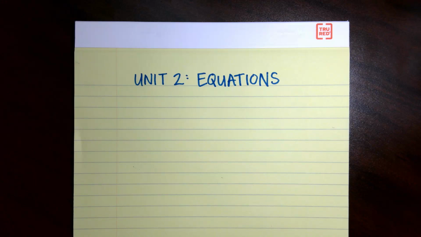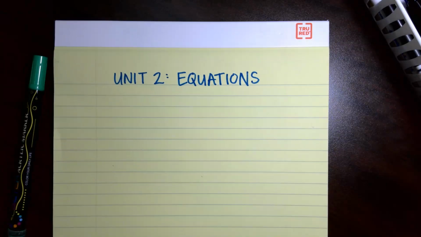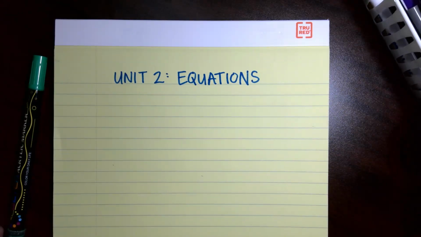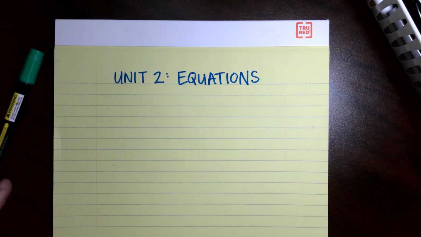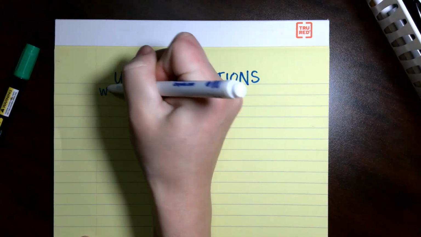There we go. Okay, so in Unit 1, we were learning about expressions. And expressions are just math problems, like 1 plus 1, and then you solve it. But in an expression, you won't see an equal sign. The only difference between an expression and an equation is that equal sign. So we want to answer the question, what exactly is an equation?